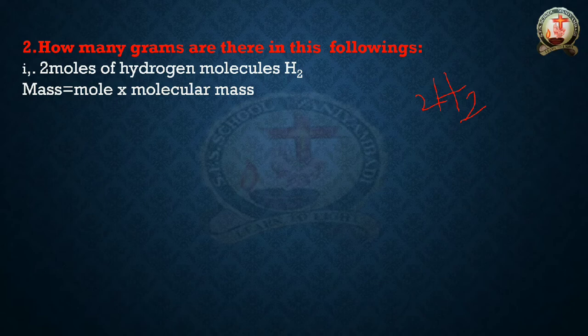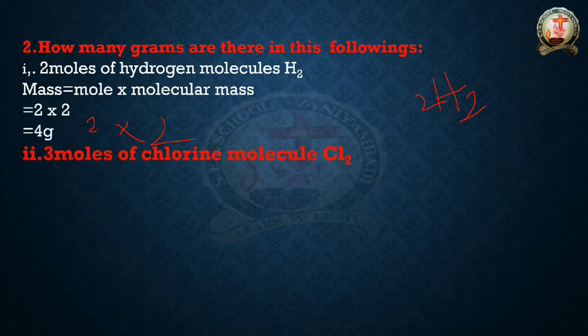So mass is equal to mole into molecular mass. How many moles are involved in this reaction? They are already given 2. What is the molecular mass of the hydrogen molecule? 2. So 2 into 2 is equal to 4 grams, the mass of the 2 moles of hydrogen. Okay. Now the 3 moles of chlorine.